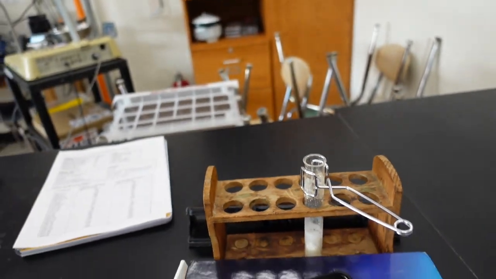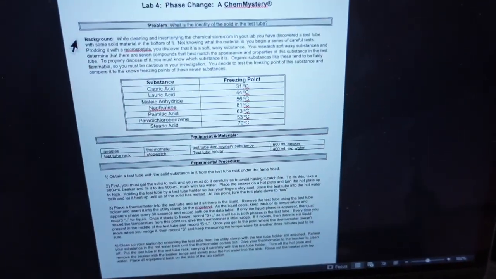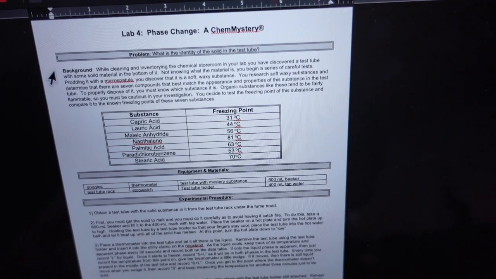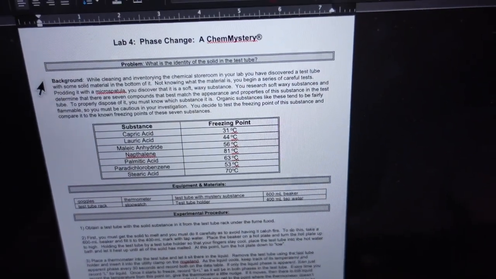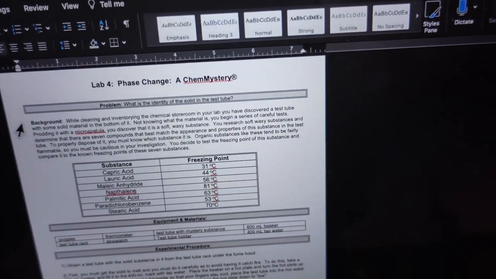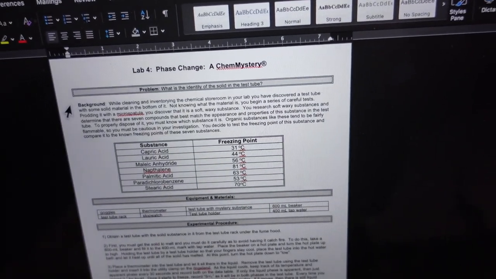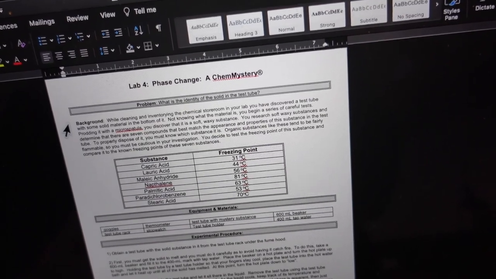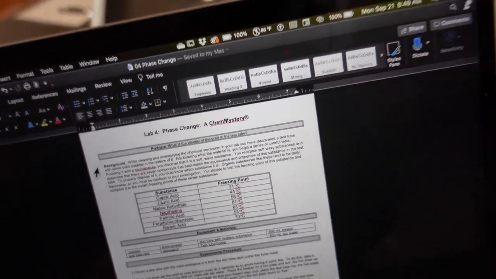Now, what are some white waxy substances we could be dealing with here? Well, let's see. We have capric acid, lauric acid, maleic anhydride, naphthalene, palmitic acid, paradichlorobenzene, or stearic acid. And they all have their own unique freezing points between 31 degrees Celsius and 70 degrees Celsius.